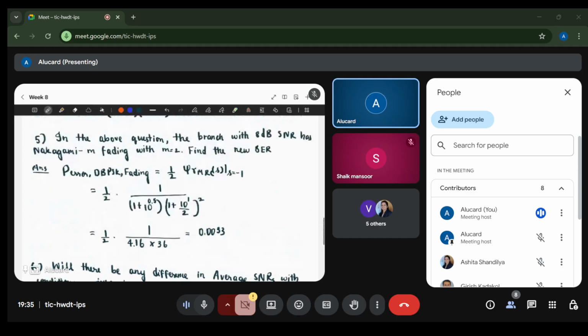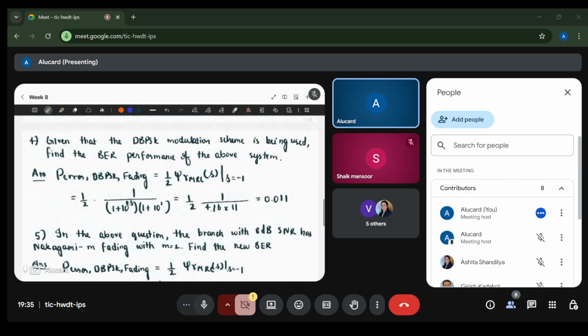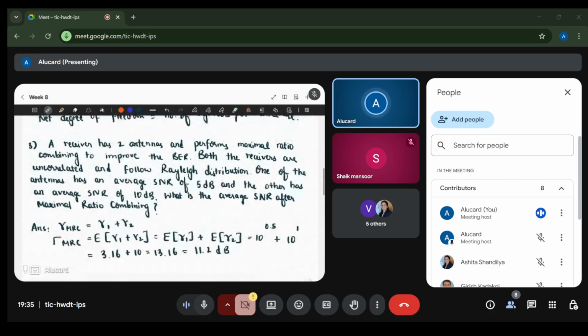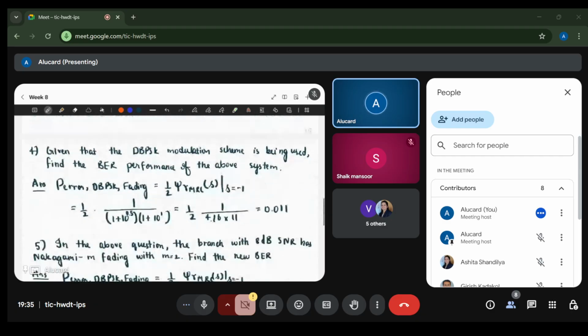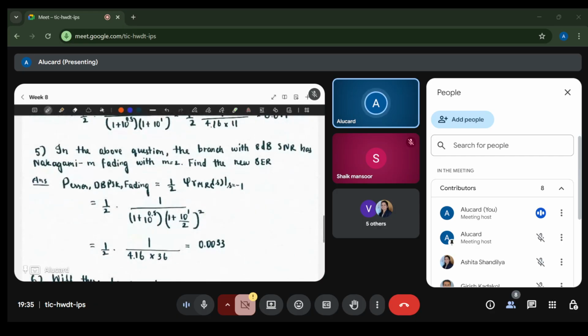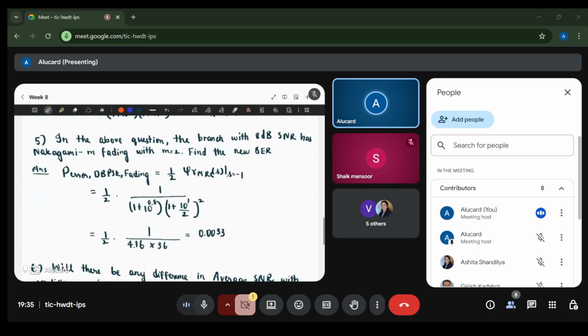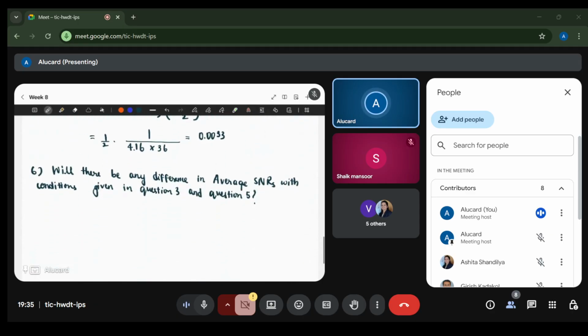So question 3 and question 5 have the same kind of scenario. There are two receiving antennas, and the average SNR of one antenna is 5 dB, and at the other antenna is 10 dB. Only thing different between question 3 and question 5 is that in 3, for both the receivers, we are using Rayleigh distribution, but in 5, for the second receiver, we are assuming Nakagami M distribution. So will that change the average SNRs?